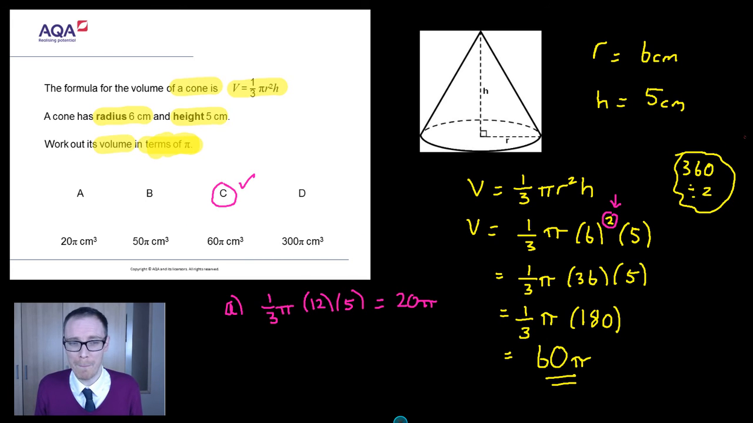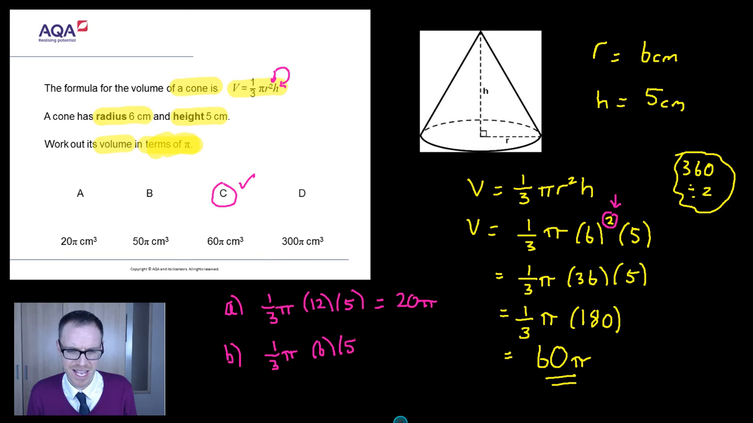What about B? Where would B come from? 50. Now 50 seems a strange one. Why on earth would you get 50? Well, I reckon you get 50 if you put your squared in the wrong place. So you think that this squared actually belongs here on your h. And look what happens if you do that. You get 6, and then you get a 5 squared. And I reckon 5 squared is 25, times it by 6, 150, divide it by 3, before you know it, you've ended up with 50 pi. Be careful, it's all about getting this squared in the right place.